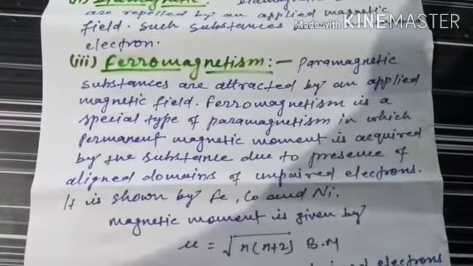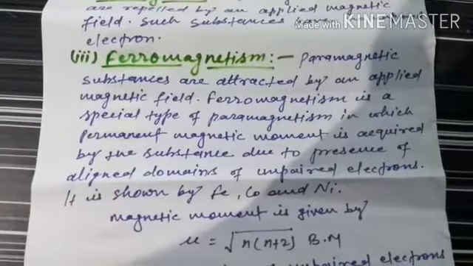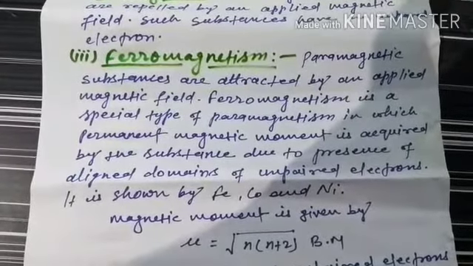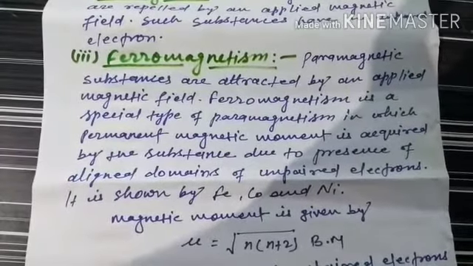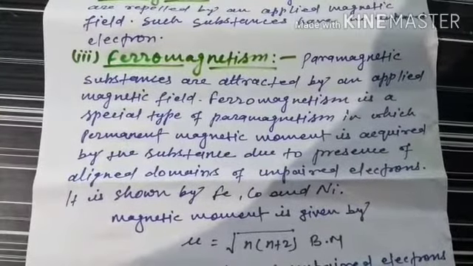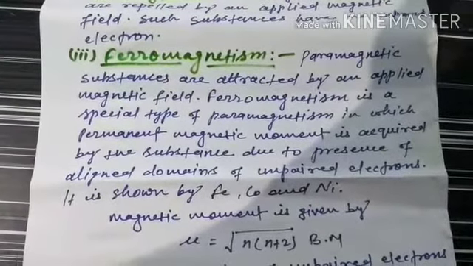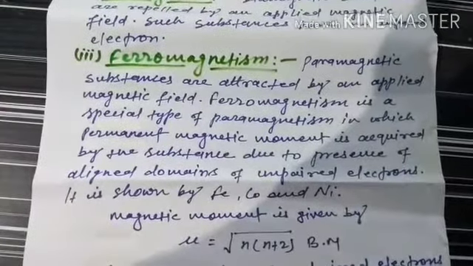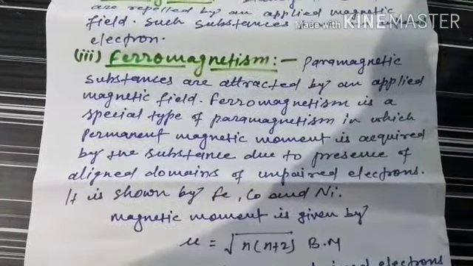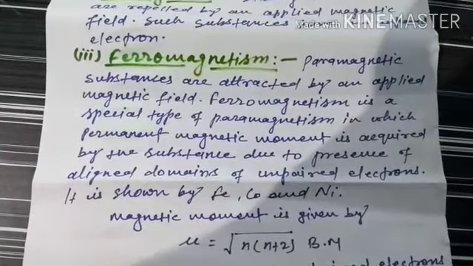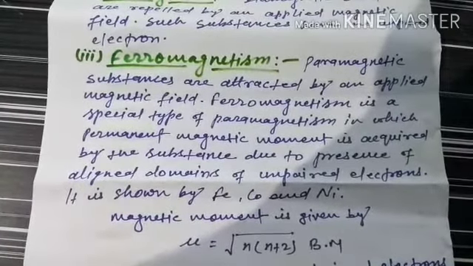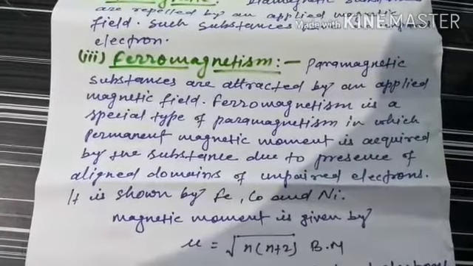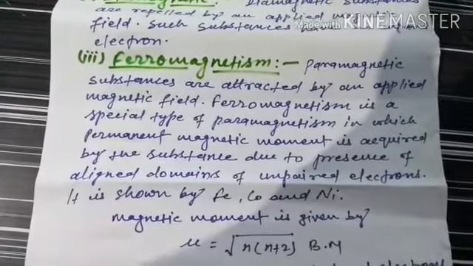Magnetic moment is given by the formula mu equals under root n into n plus 2 BM. Here n is the number of unpaired electrons. When the number of unpaired electrons increases, the magnetic moment also increases.